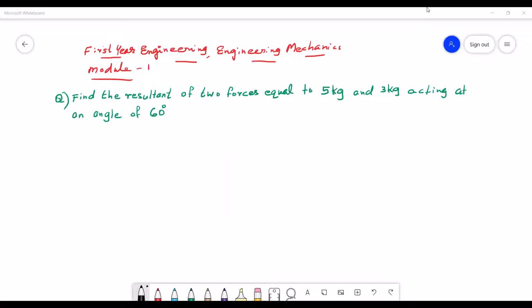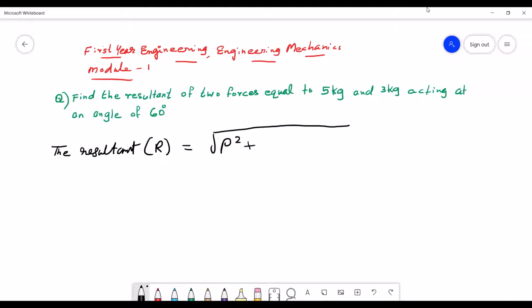You should remember the formula for resultant as well as the formula for finding the angle between one of the forces and the resultant. So what is the resultant according to this parallelogram law of forces? Resultant R, you should remember. If you remember, then you can attend this question.